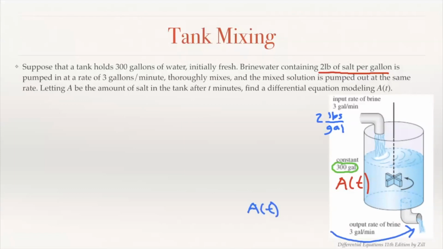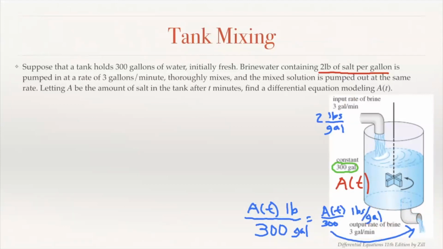Well, the concentration of salt in the tank is the amount of salt in the tank per the number of gallons in the tank. And how many gallons are in the tank? 300 gallons. A pounds of salt per 300 gallons means that there are A of t over 300 pounds per gallon of salt in the water going out. So the first step is to get all the information about the in and out.